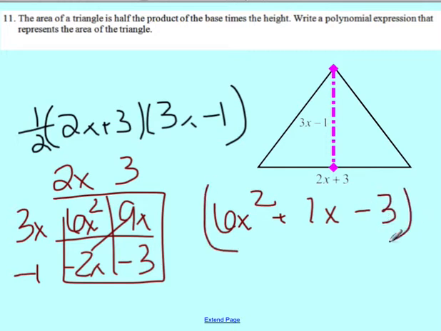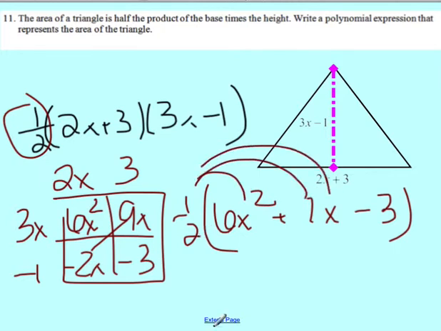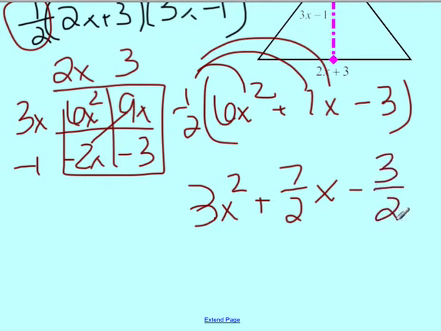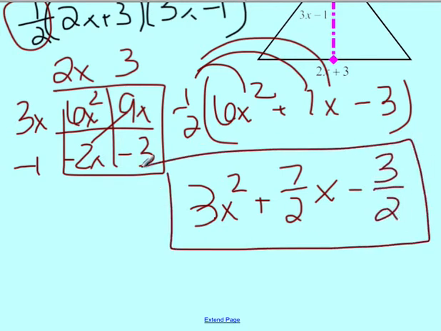So now that I've multiplied the box, I'm going to take that entire thing and multiply it by 1/2. So I'm going to go ahead and distribute in that 1/2. Well, this is going to become 3x squared, and then 7x divided by 2, that's going to give me 7/2 x. Or you could write that out as 3.5 if you wanted to. And then negative 3 times 1/2 is a negative 3/2. So this right here represents that area of the triangle.